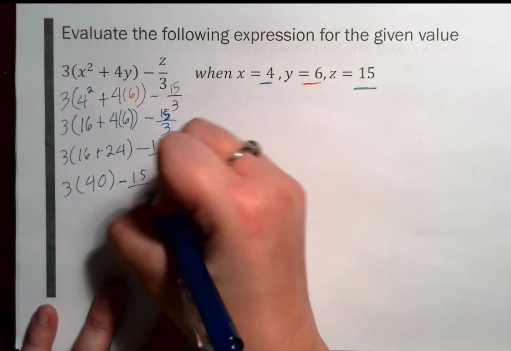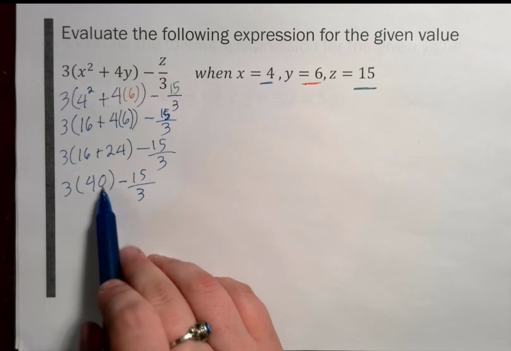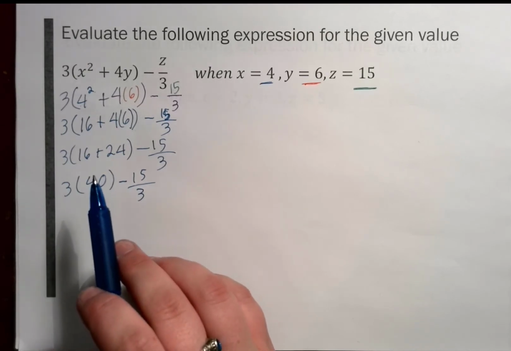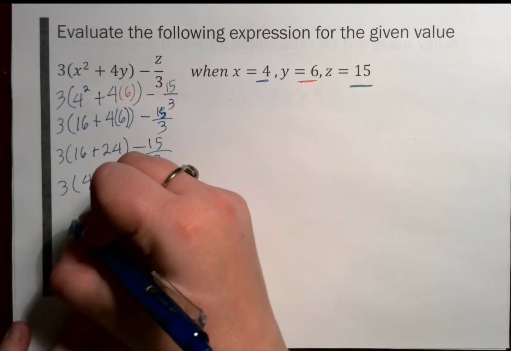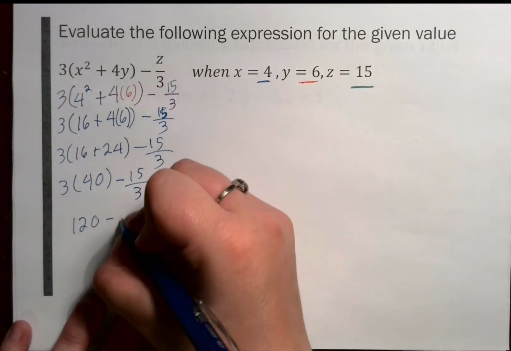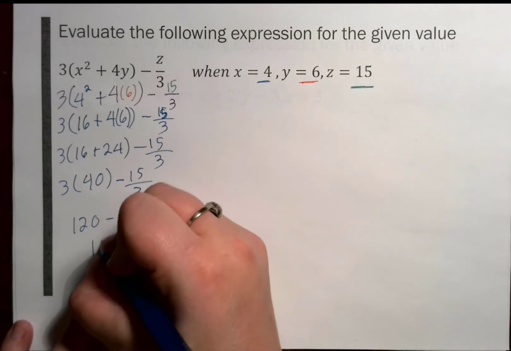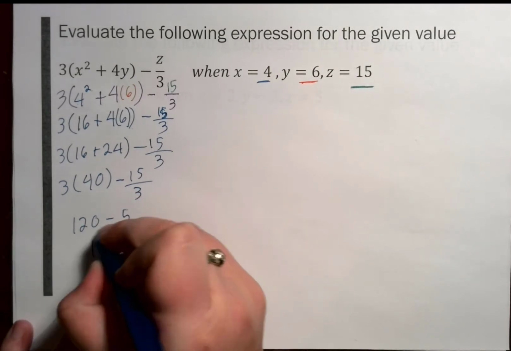All right, so now we are going to multiply and divide from left to right. So 3 times 40 is 120 minus 15 divided by 3, which is 5. And then 120 minus 5 is 115. And there's our answer.